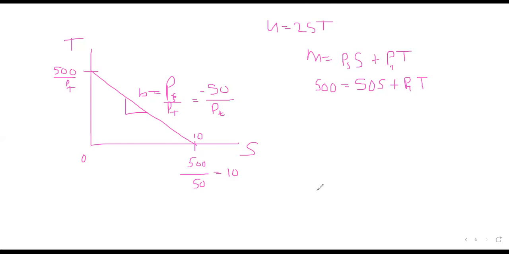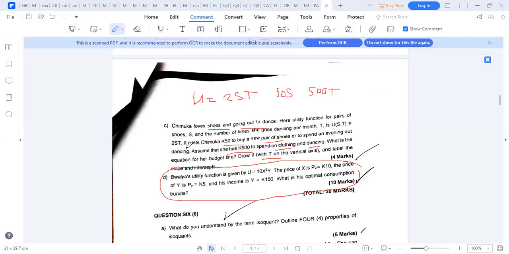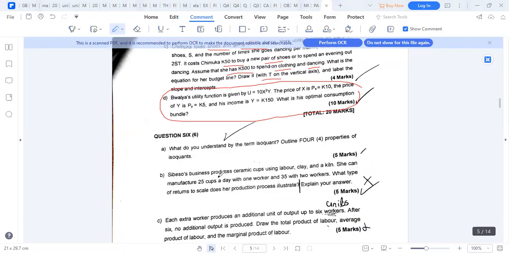All right. So, falling back: what is the equation of the budget line? Draw it and label the slope and the intercepts, which we have done. Okay. So question number 4.